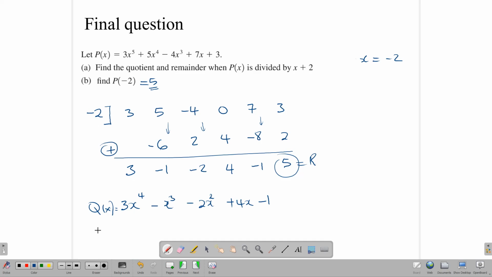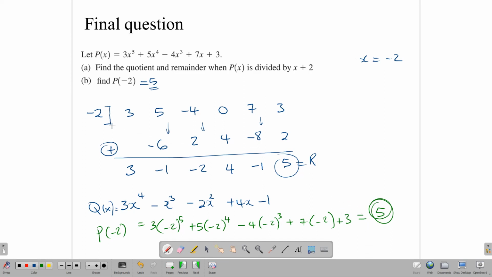So if you were supposed to say, for example, let's find p of negative 2, which means we're going to substitute negative 2 into this, which would mean finding 3 times negative 2 to the 5th power plus 5 times negative 2 to the 4th minus 4 times negative 2 to the 3rd plus 7 times negative 2 plus 3. Then if we work that out and you plug this into your calculator, then what you would actually get is 5.